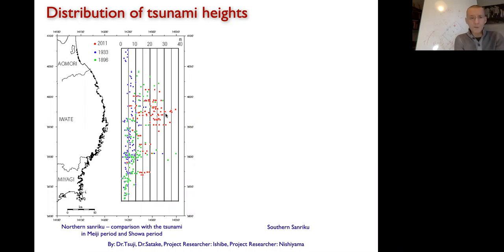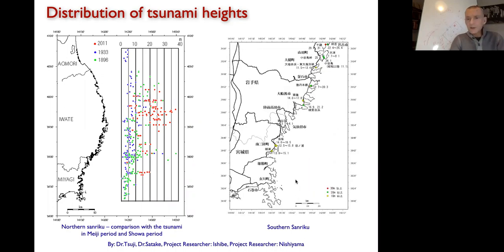Well, but they are comparable with some values that have been recorded also after the Showa and the Meiji events, 1933, 1896 here, because in some part of the coast, similar heights have been reached. This is for the northern Sanriku region of Japan. And here there are some values that are impressive as well, also if a little bit lower in the other provinces here, in the southern part of the Sanriku.